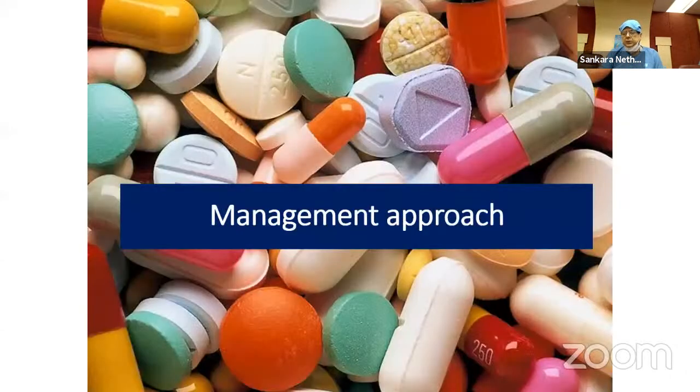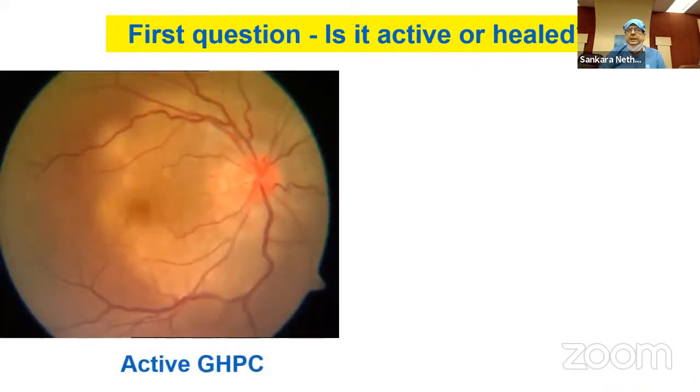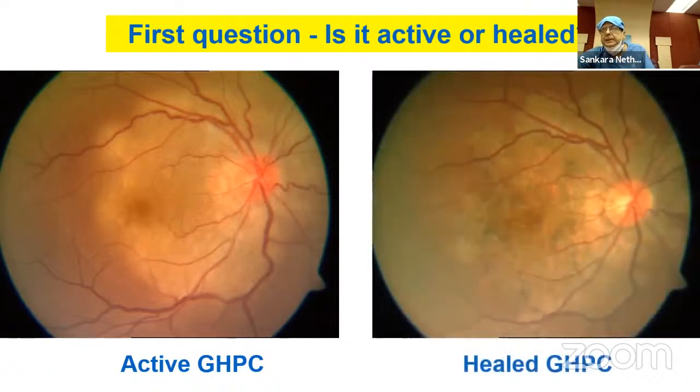How do you manage a case of choroiditis? I will be talking about the principles of management. The first question you need to answer: is it active or healed? Here you are seeing active serpiginous choroiditis. The margins are raised up, the color is yellow, and there is an indefinite margin. If you see the healed lesion, you will see that it has flattened. There is pigmentation and the margin is well defined.